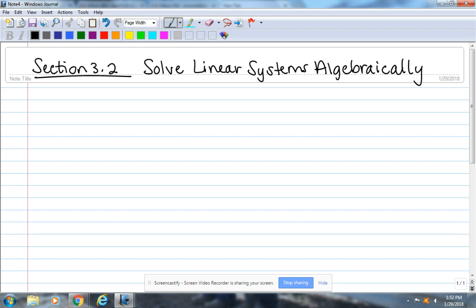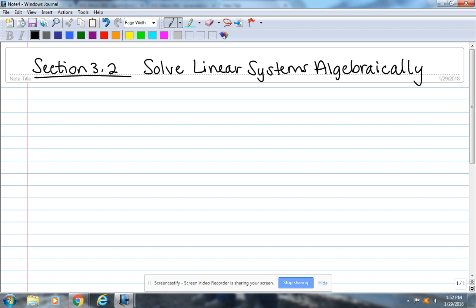Okay? So back in Algebra 1, we learned how to do it two ways algebraically. That means on paper, working it out. And those two methods were substitution method and elimination method. Do those ring a bell? Substitution and elimination. So that's what we're doing today.